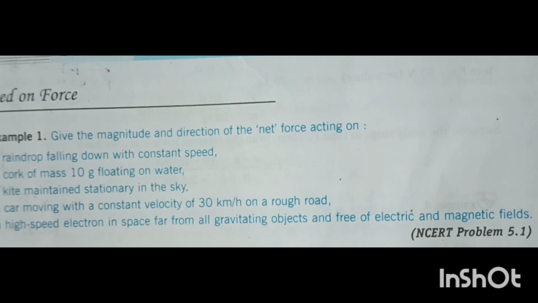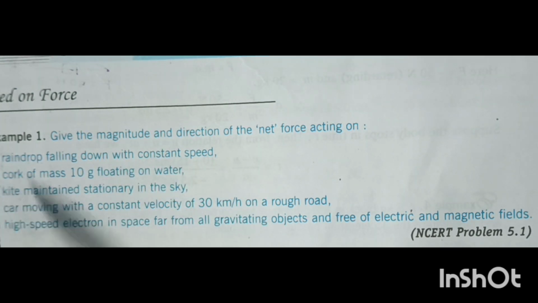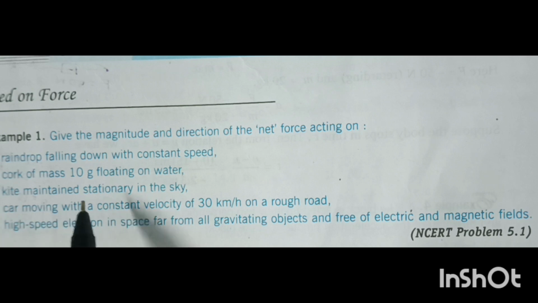Give the magnitude and direction of net force acting on a raindrop falling with constant speed, a cork of mass 10 gram floating on water, a kite maintained stationary in the sky, a car moving with constant velocity of 30 km per hour on a straight road, a high speed electron in space far from the gravitating objects and free of electric and magnetic fields. Let us see the answer.